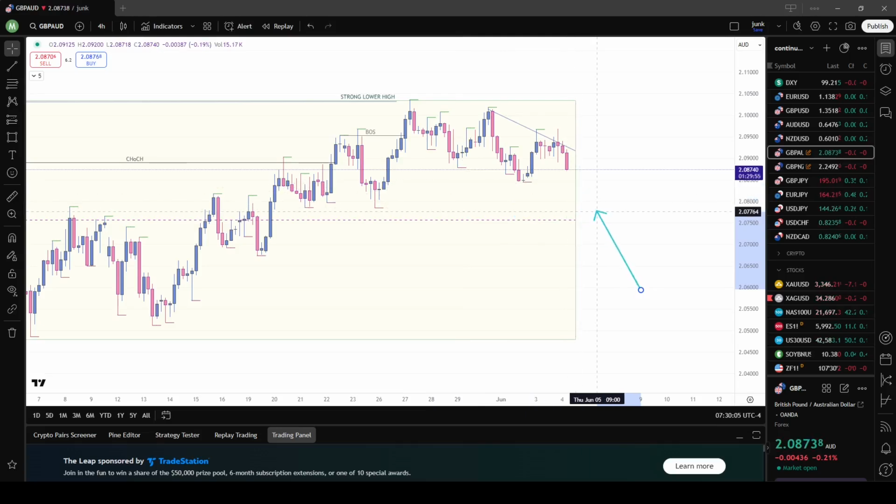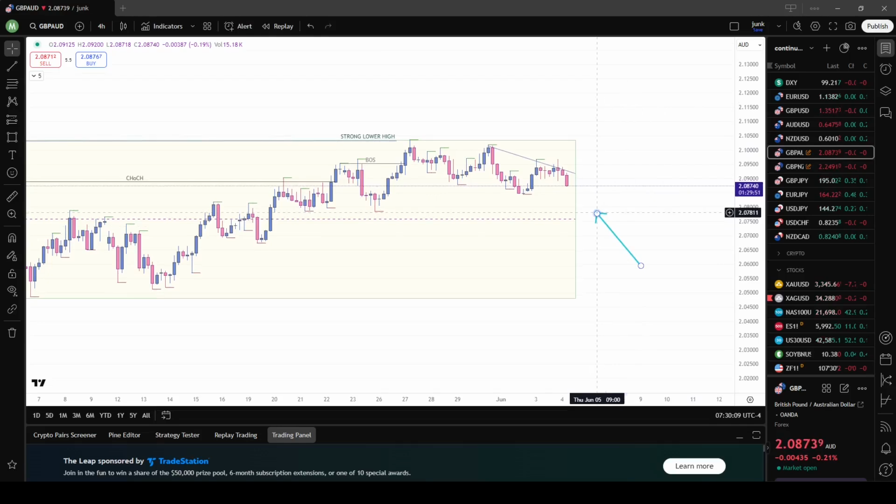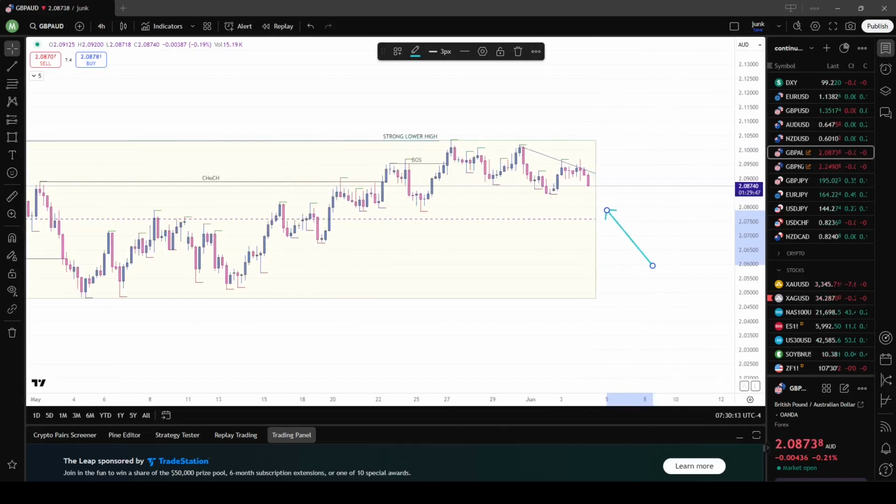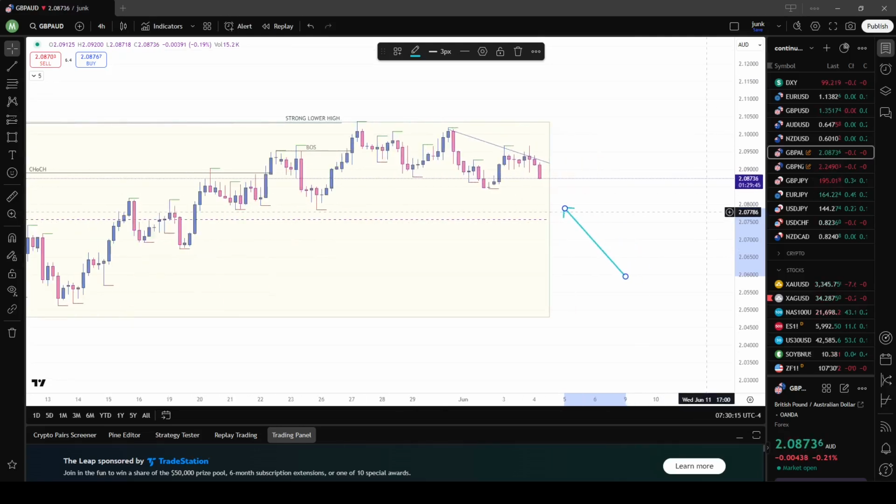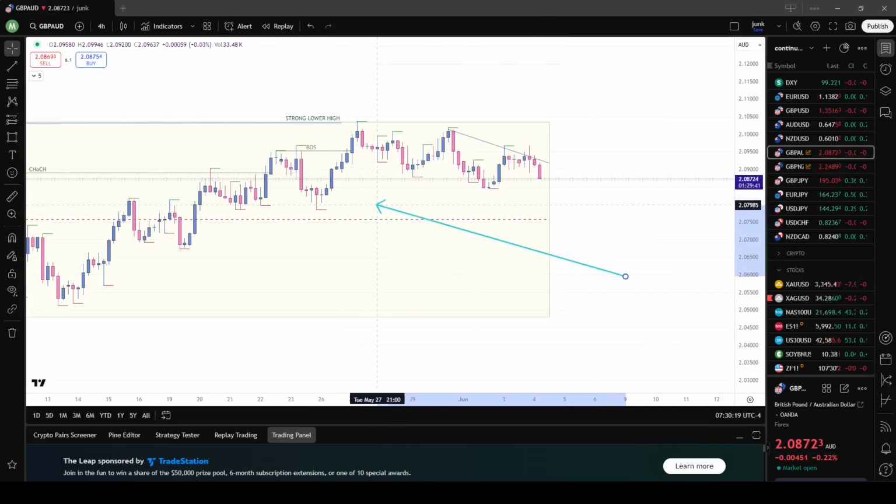So for this particular pair, like I said, this cross pair correlates with the dollar index, and for the most part, I'm looking to see if the dollar's going to stay in recovery. But I'm technically looking for any type of selling opportunity for this pair.